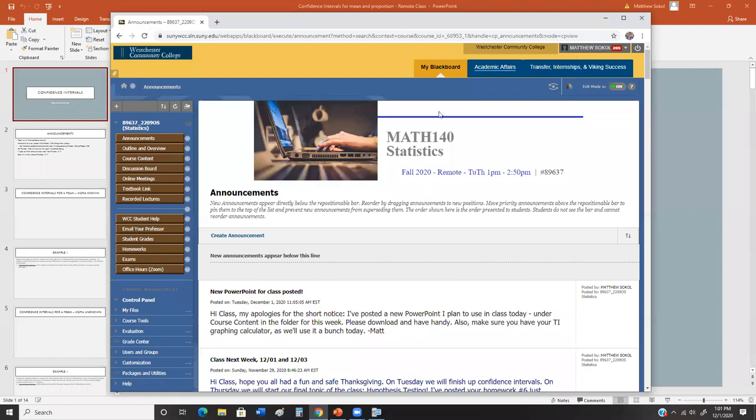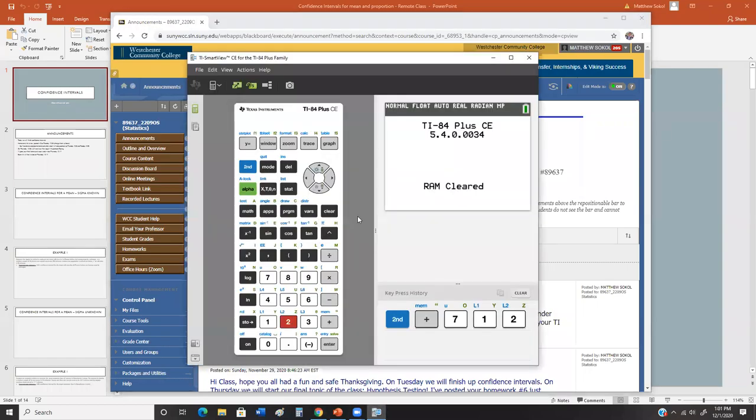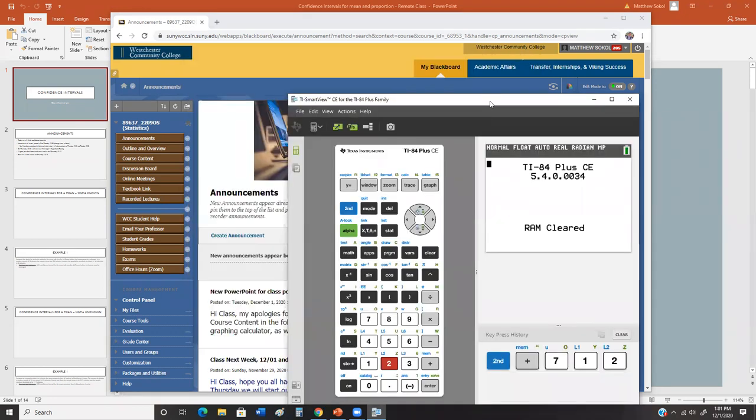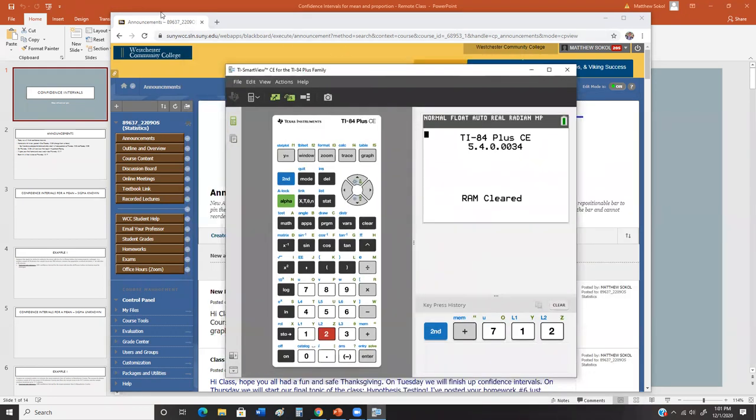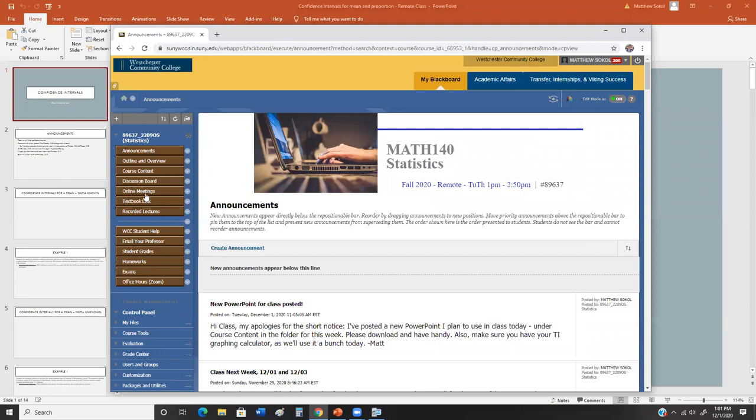Okay, so as I was saying, have your TI calculator handy. We're gonna use it exclusively today. Like every problem we do, I'm gonna show you how to very easily solve it on your calculator. So you're gonna wanna have that handy.